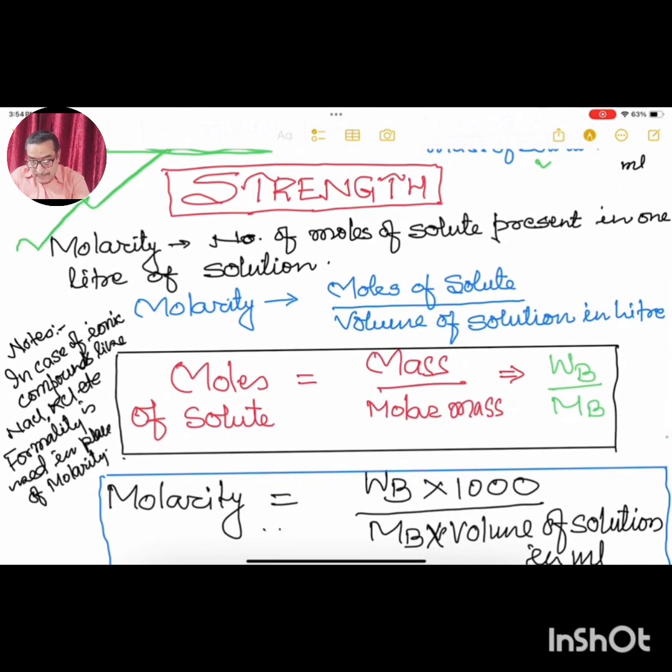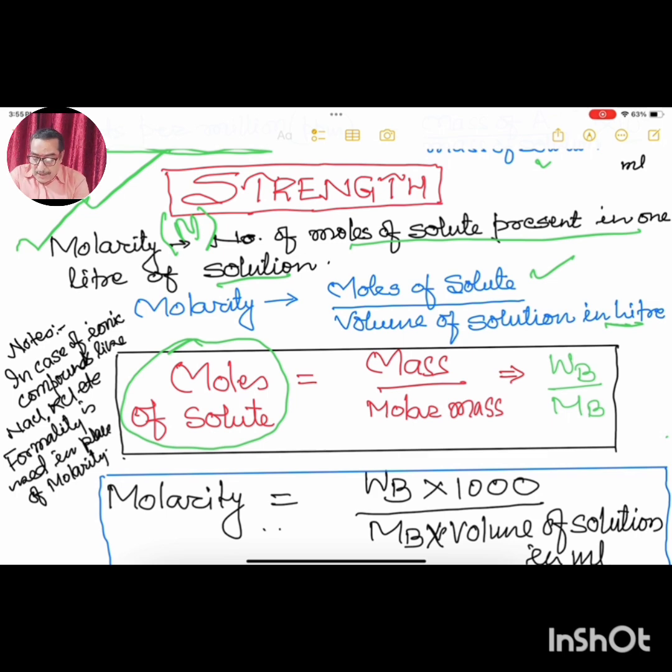In strength, first of all, we take molarity. It is denoted by capital M, and the very simple definition is the number of moles of solute present in 1 liter of the solution. In formula form, molarity equals moles of solute upon volume of solution in liter. A very important part of this topic is how we know the moles of the solute.